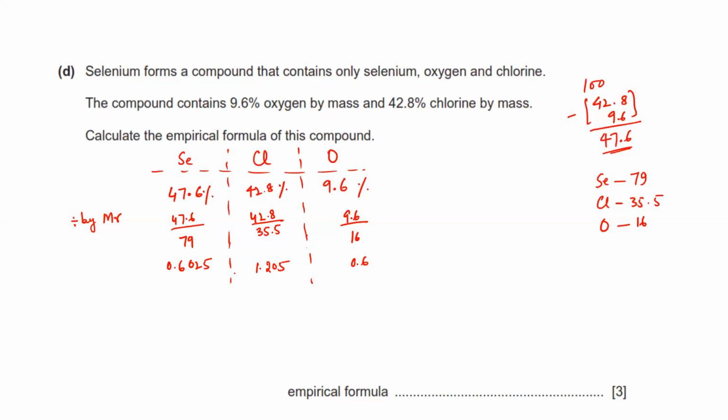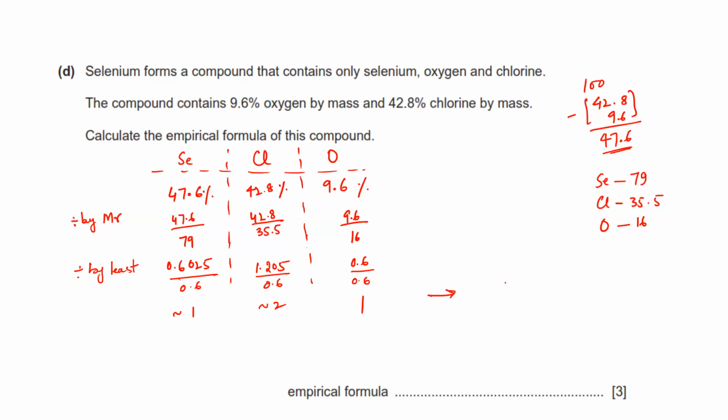So the best way is to divide by the least, or normalize it in a simple way. So this is 0.6 approximately, this is divided by 0.6, and this is divided by 0.6. This comes out to be 1, this is approximately equal to 1, and this approximately equals 2.